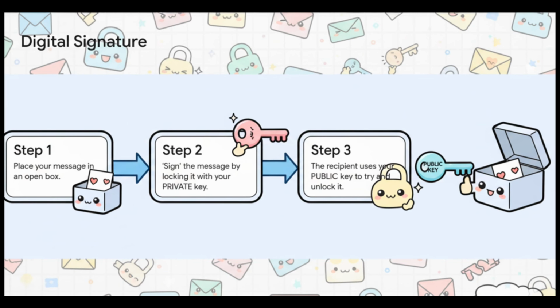Okay, now for that second superpower. What if you do things the other way around? What if you lock the box, but you use your private key, turning it clockwise to the 3 o'clock position? Well, now anyone with your public key can open it. This isn't about secrecy, it's about proof. Because think about it, if I can use your public key to open this box, that is undeniable proof that it could only have been locked by your one-of-a-kind private key.